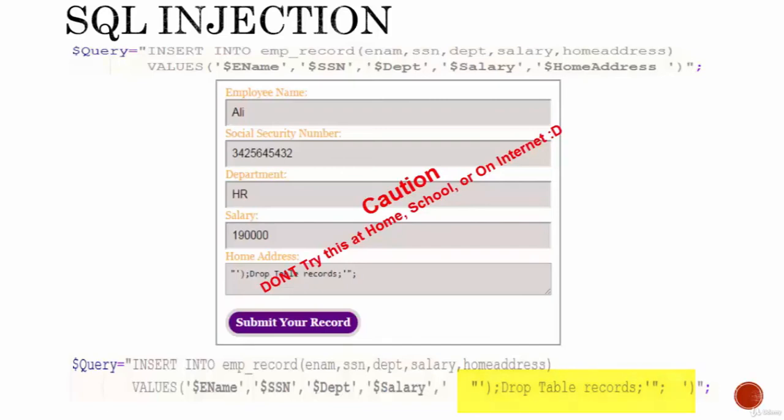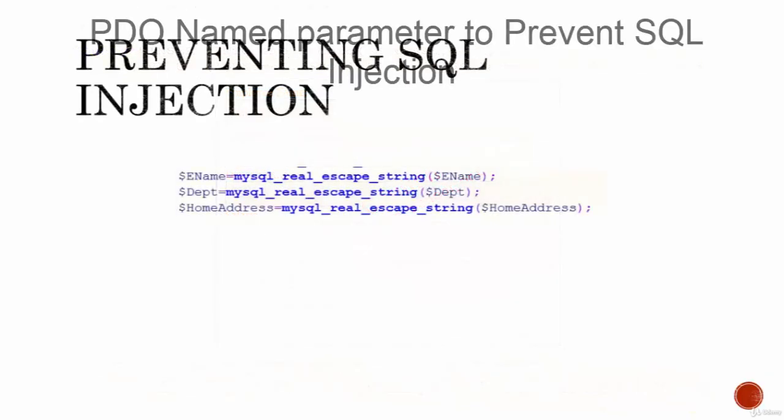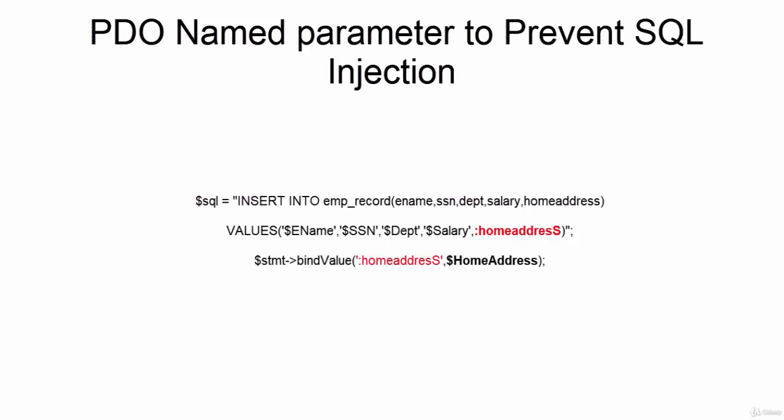In the MySQL layer, we had this function, mysql real escape string, back then, but in PDO you don't have to add any special function in order to prevent SQL injection. Instead, you can use PDO named parameters, in which you define some dummy values inside the values clause of your SQL, and then you define the actual values later inside your code. So it's very easy to use PDO named parameters in order to prevent SQL injection.